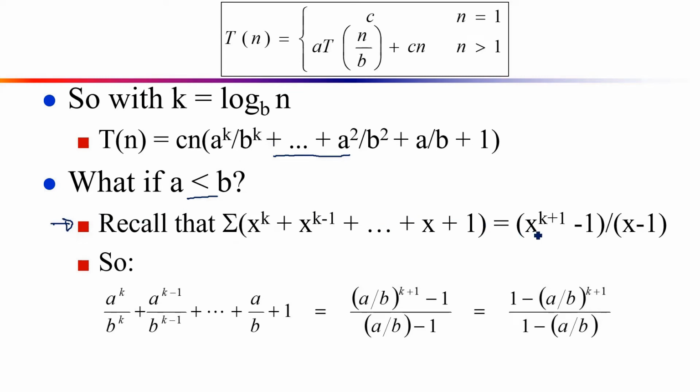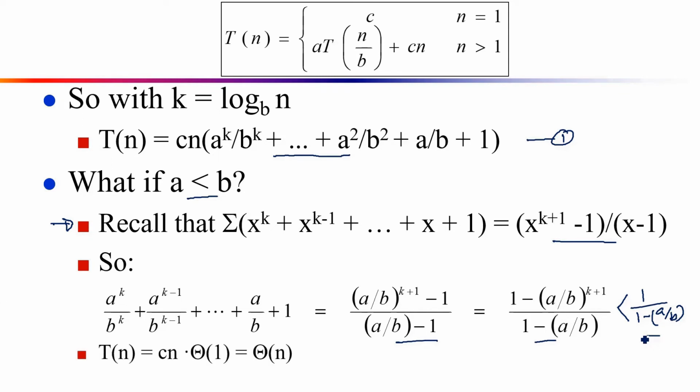So according to this formula, the series in equation 1 can be replaced with this term, and we can see that this term is less than 1 by 1 minus a by b, and this term is constant. So we can write Tn equals Cn big theta of 1. So finally the complexity will be big theta of n.